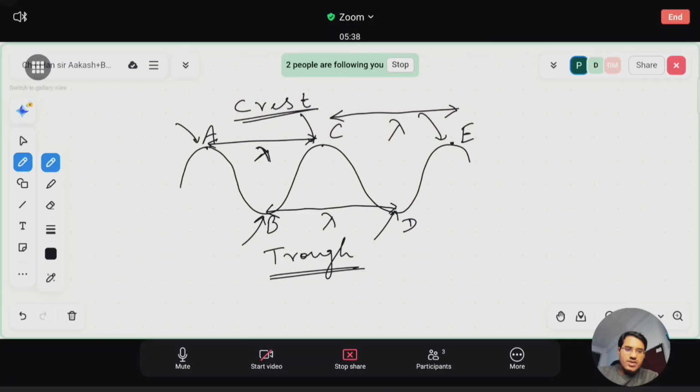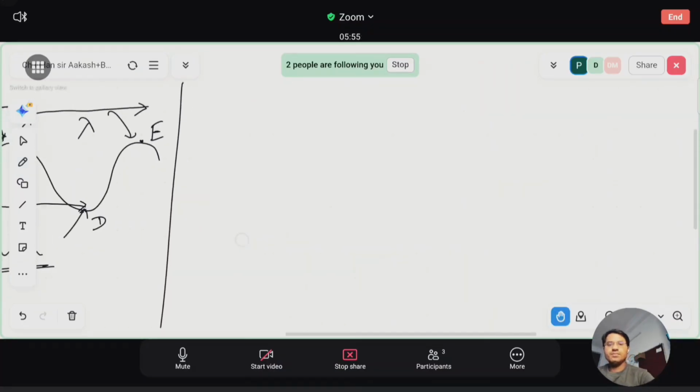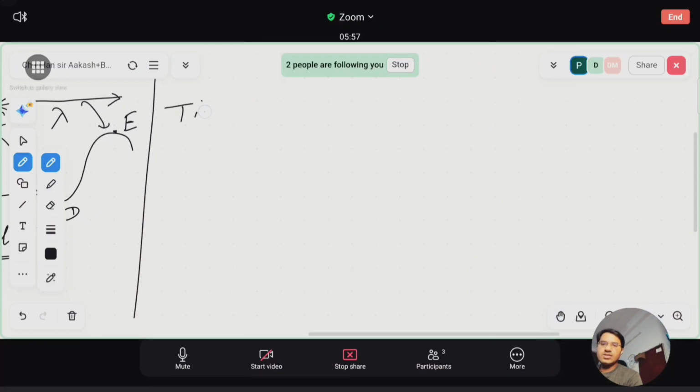The name itself is very obvious. The wavelength is not a time. It is not a velocity. It is a length. It is basically a distance. Okay, so wavelength we have understood. What is the time period now? We need to understand something about the time period.